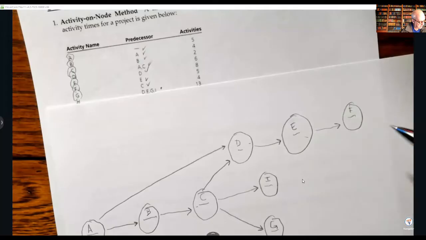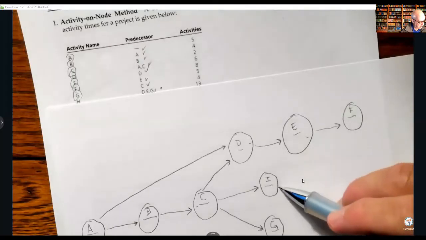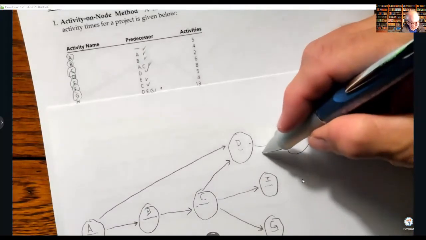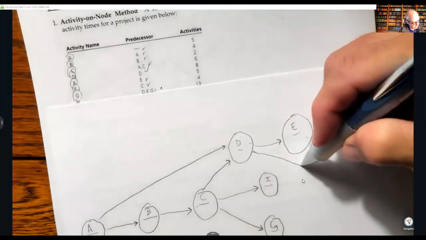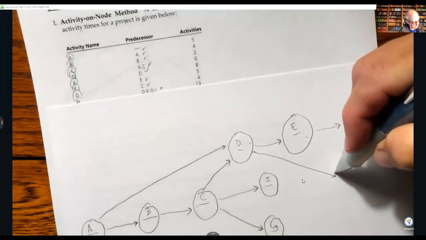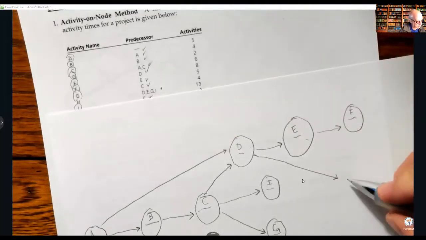E, G, and I. So now I've got to figure out a way. So I'm just going to go like this. And so this looks like the best path for me to try to make it work. So I'm going to do H here.